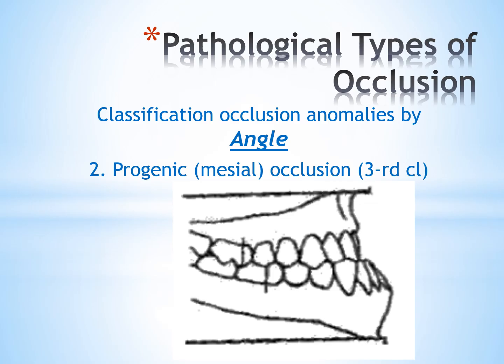And the opposite situation by Angle, progenic or mesial occlusion, or the third class of pathological occlusion by Angle. It is the opposite situation when the mesiobuccal cusp of the upper first molar is located behind the transverse groove of the lower first molar.